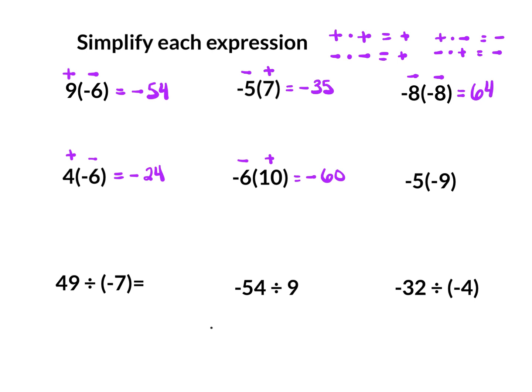Again, I have a negative and a negative being multiplied together. So therefore, my answer is going to be positive. So 5 times 9 is 45.